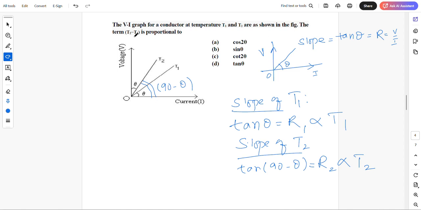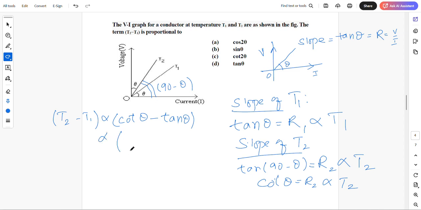Now you have to calculate the term T2 minus T1, which is proportional to what? T2 is nothing but tan of 90 minus theta, which is cot theta. Cot theta is equal to R2, that is proportional to T2. Therefore cot theta minus tan theta, since T1 is proportional to tan theta. Is there any option like cot theta minus tan theta?